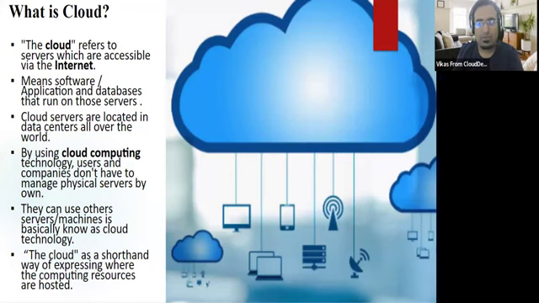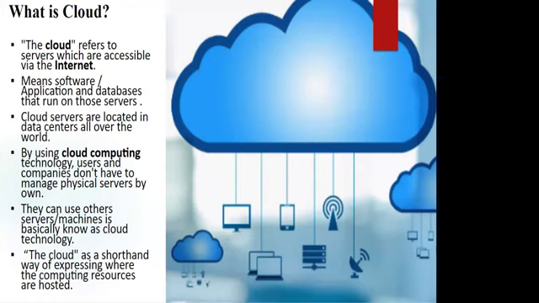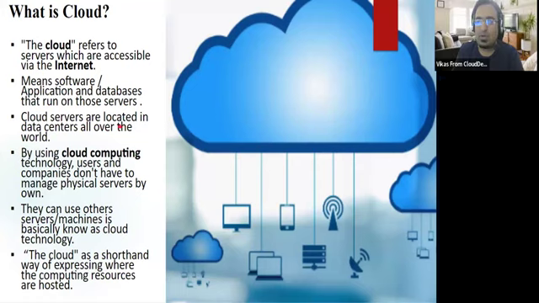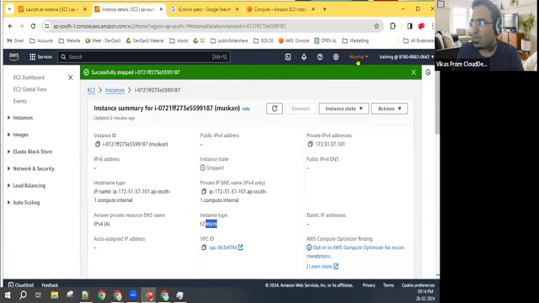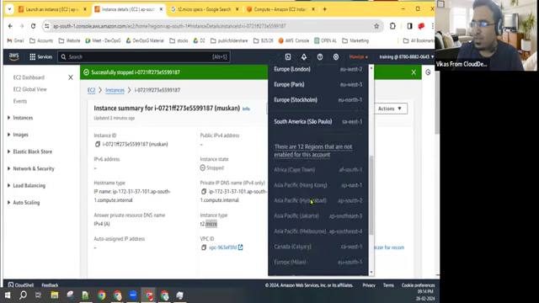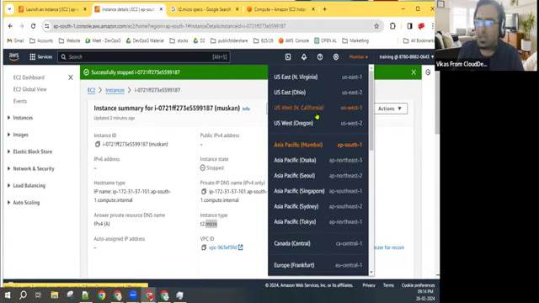Cloud servers are located in data centers all over the world. Coming to my AWS account, these are the different data centers. For me, these are the different clouds. This is my Mumbai cloud, this is my Asia Pacific cloud, this is my California cloud, this is my Virginia cloud. They are different data centers which are physically available in the AWS data centers.